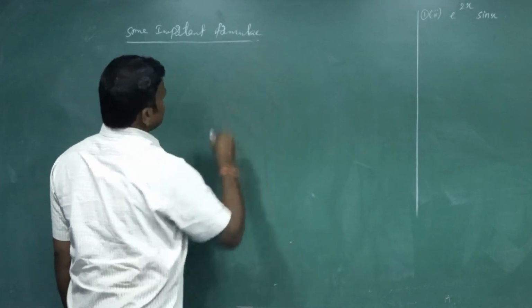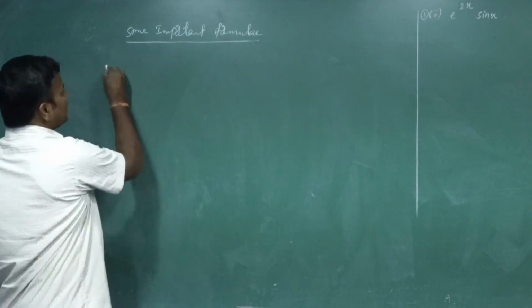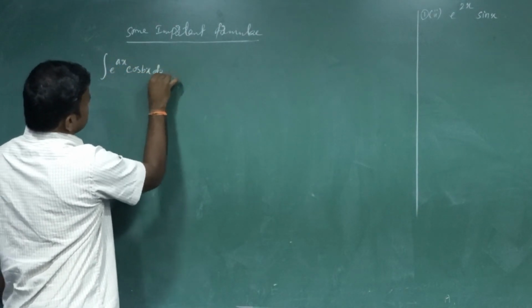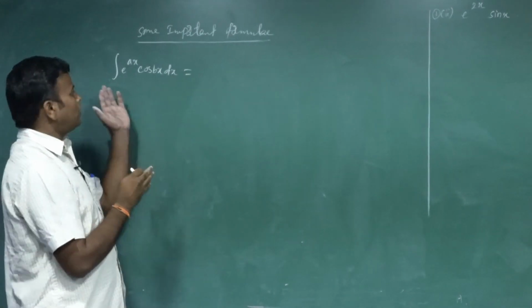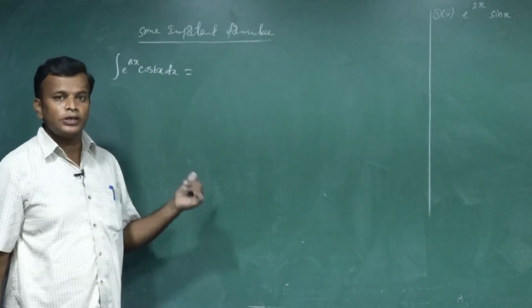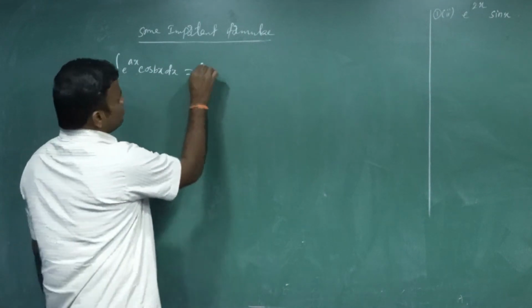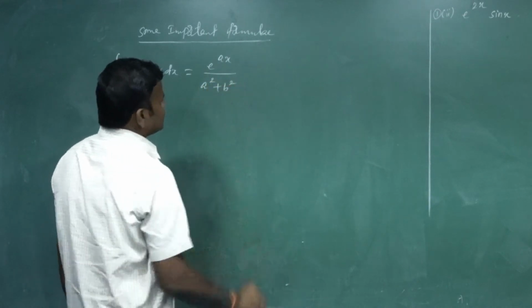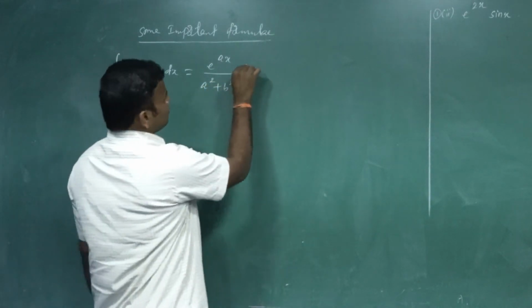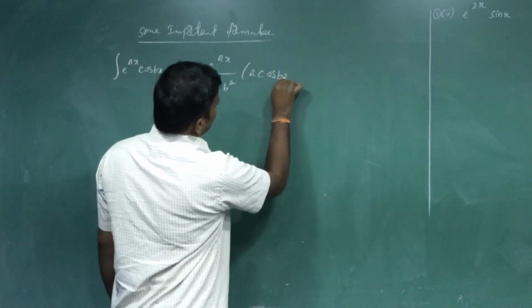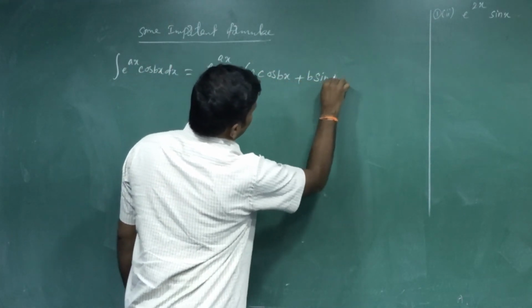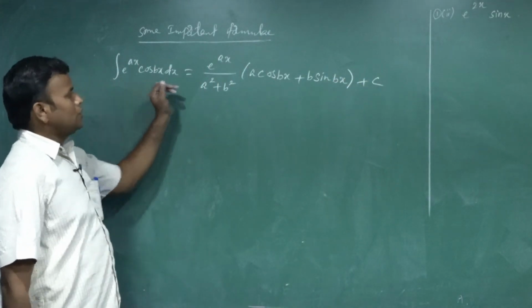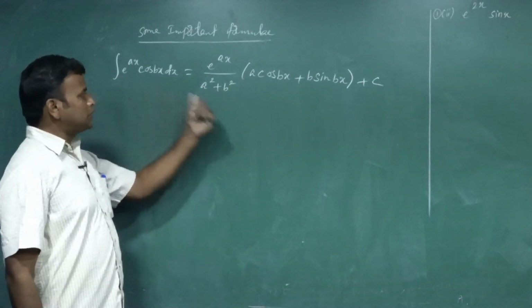The previous one is also a formula you must memorize. The result of e power ax cos bx dx: in the previous sum, we found the value of integrating e power ax into cos bx. The value is e power ax divided by a square plus b square of a cos bx plus b sin bx plus c. Now we already proved that value. It's one of the results.